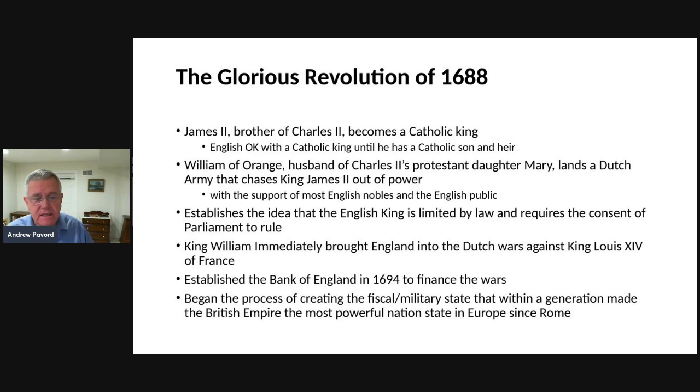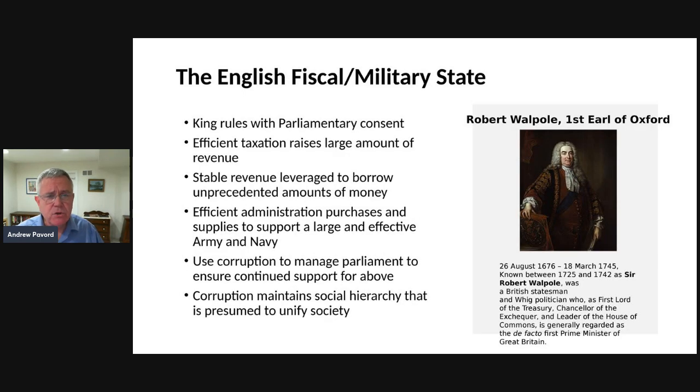So in 1695, they established the Bank of England to borrow money to fight France. And this begins the process of creating the fiscal military state that within a generation made the British Empire the most powerful nation in Europe since Rome. Now, the fiscal military state that evolved in the 18th century was really a thing of marvel.